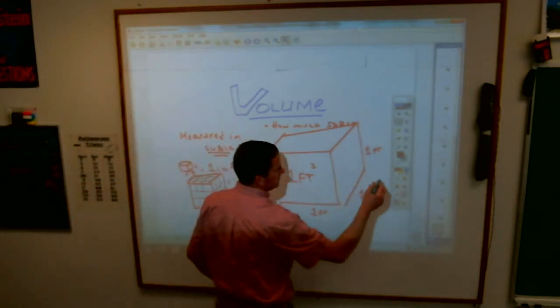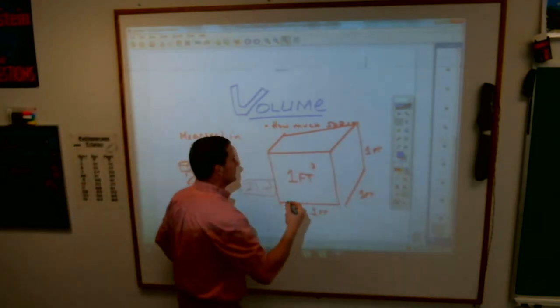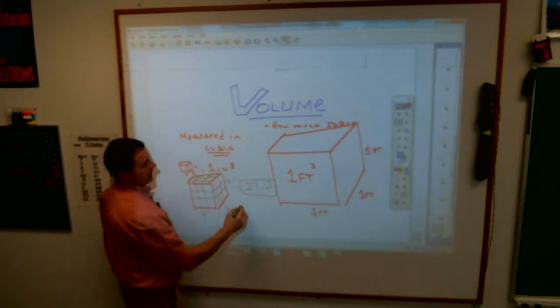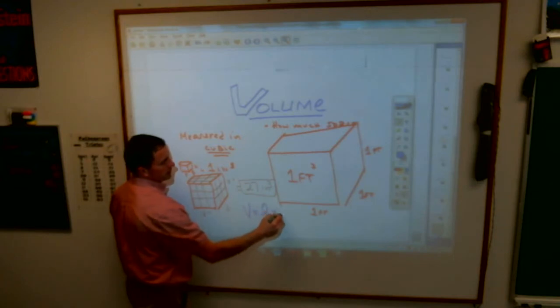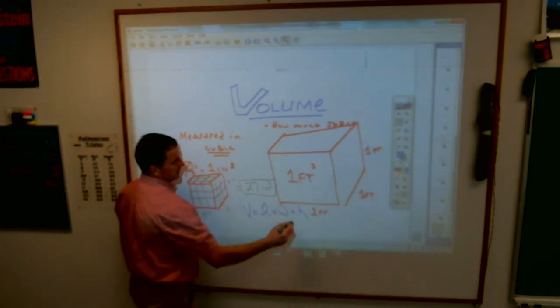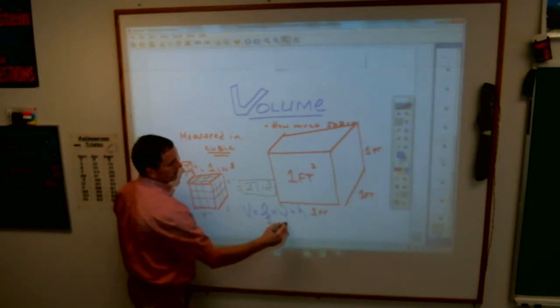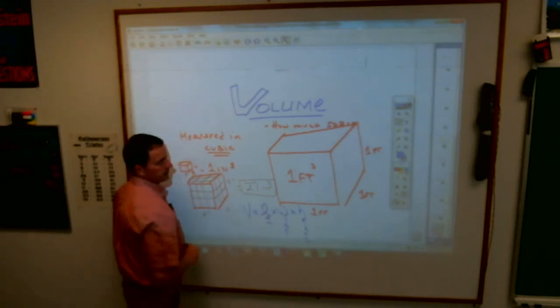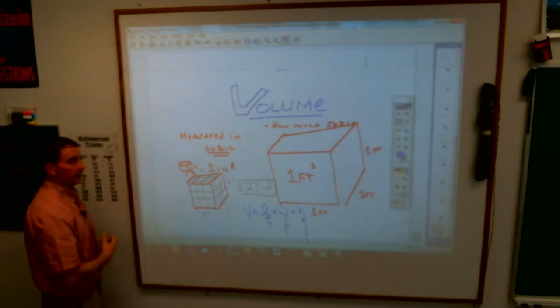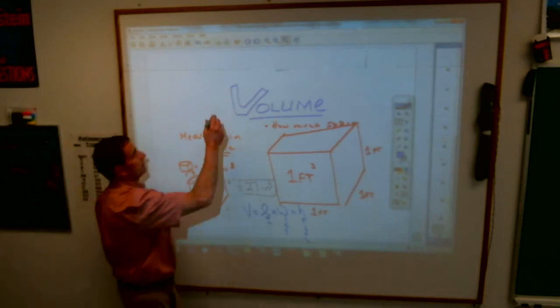Aaron says, and that's what you need to write down there. Volume equals length times width times height. Length, width, height. And the beautiful thing about multiplication, it doesn't matter what order you multiply them in, I can multiply them any way.